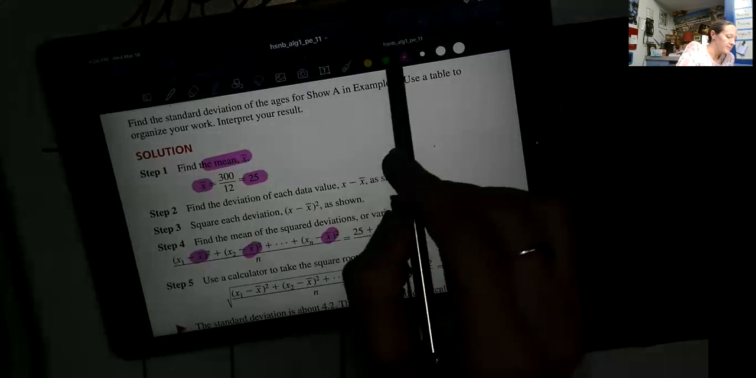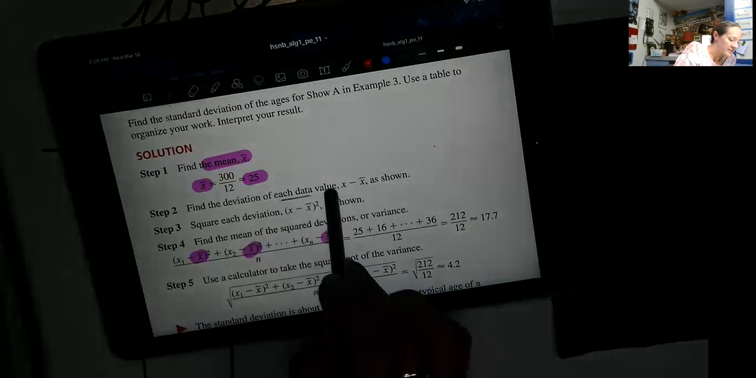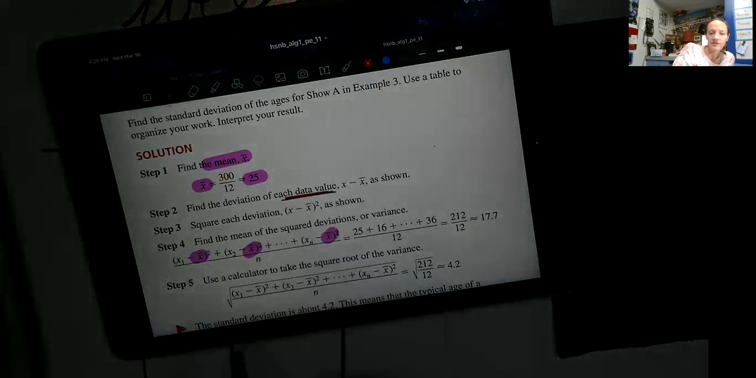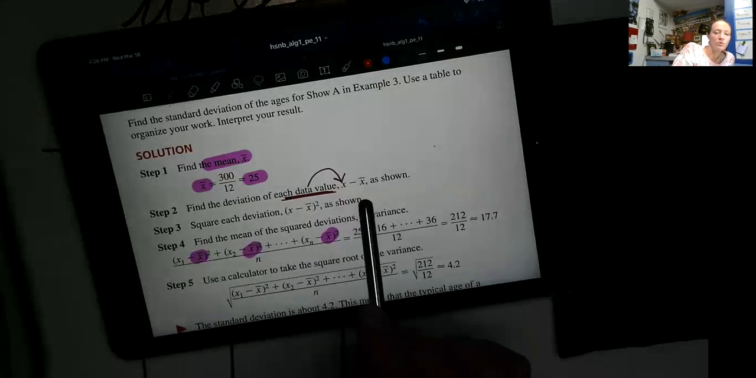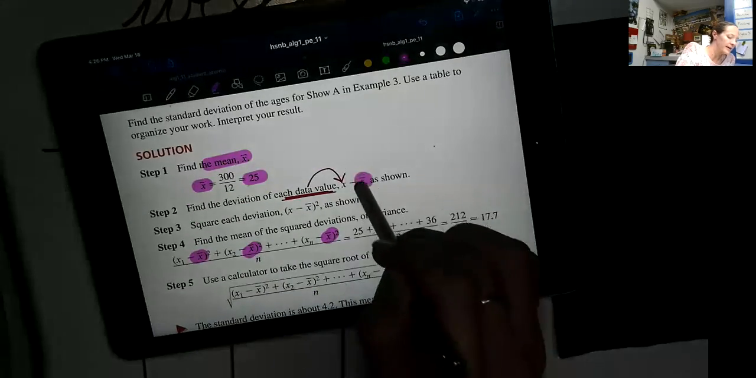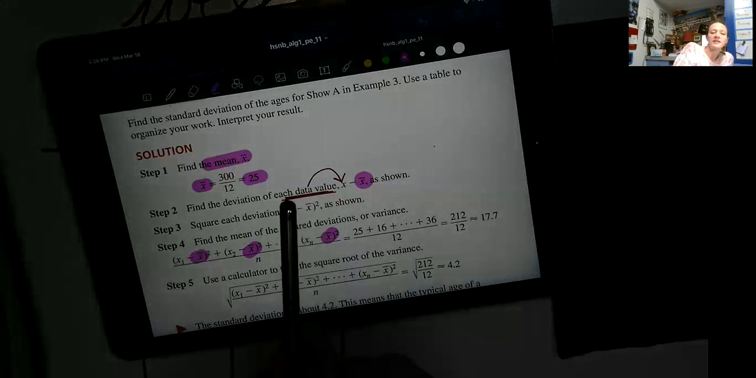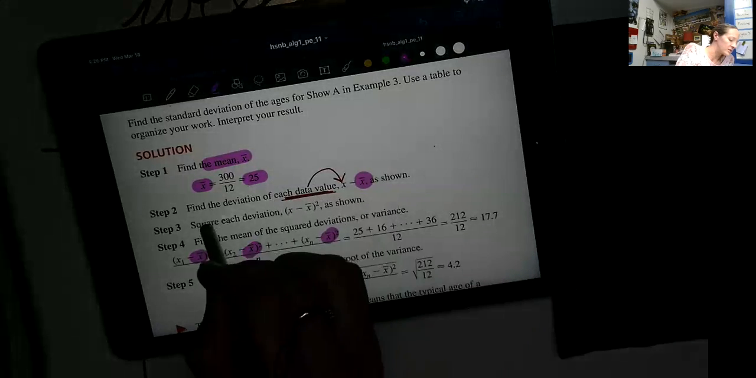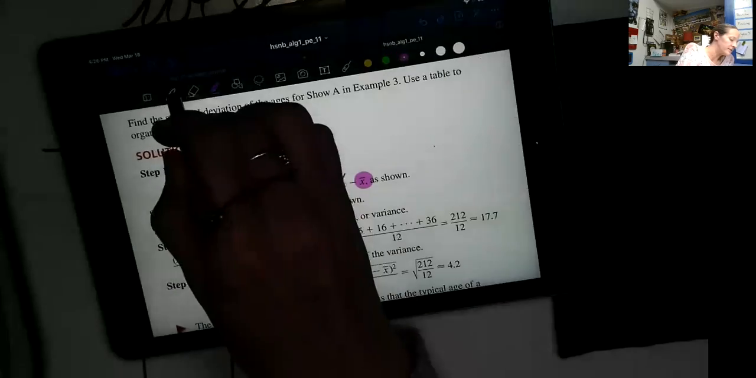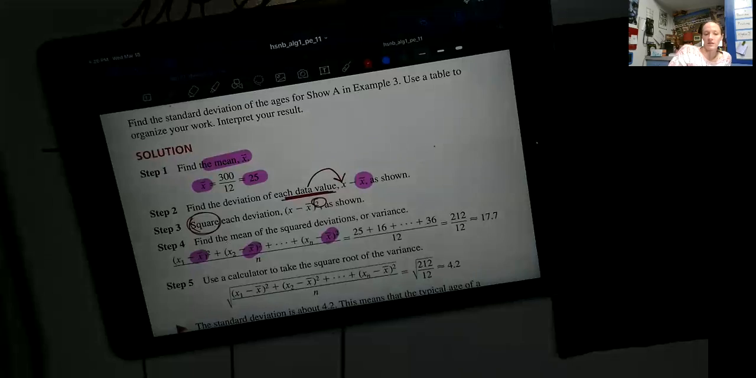Now hold on, what does step number 2 say? Step number 2 says you need to find the deviation of each data value. Well, okay, data value. That must be talking about this X guy because I know X bar is that mean guy that we already found from up above. We're going to take each data value and subtract the mean. Then we're going to do this squaring step, taking each of those deviations and squaring them.